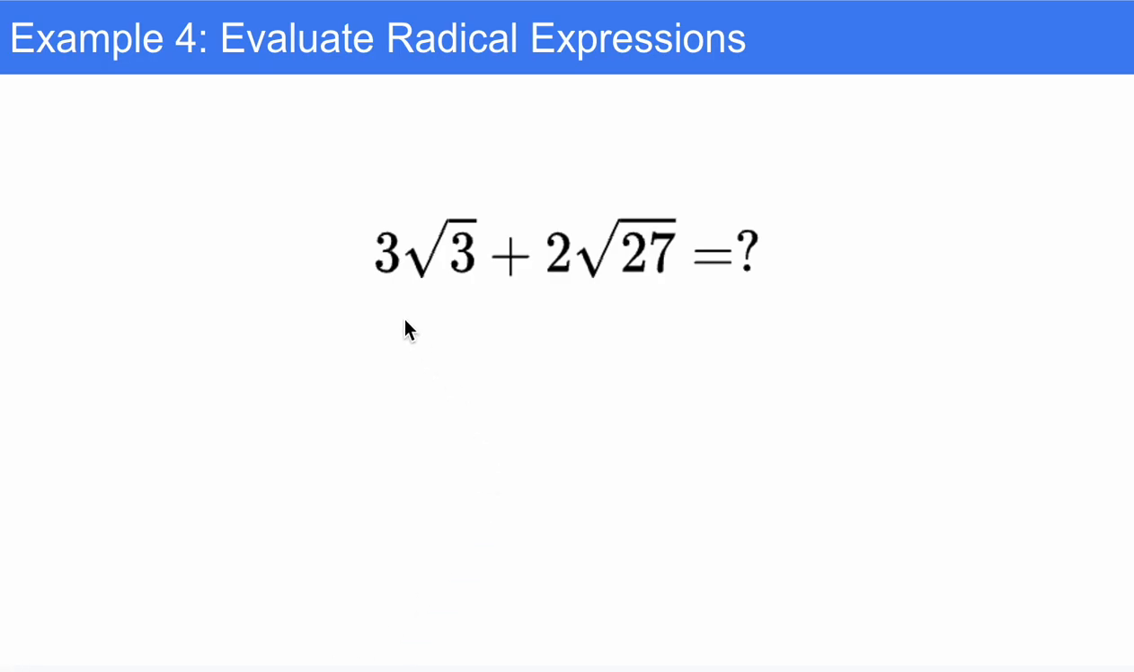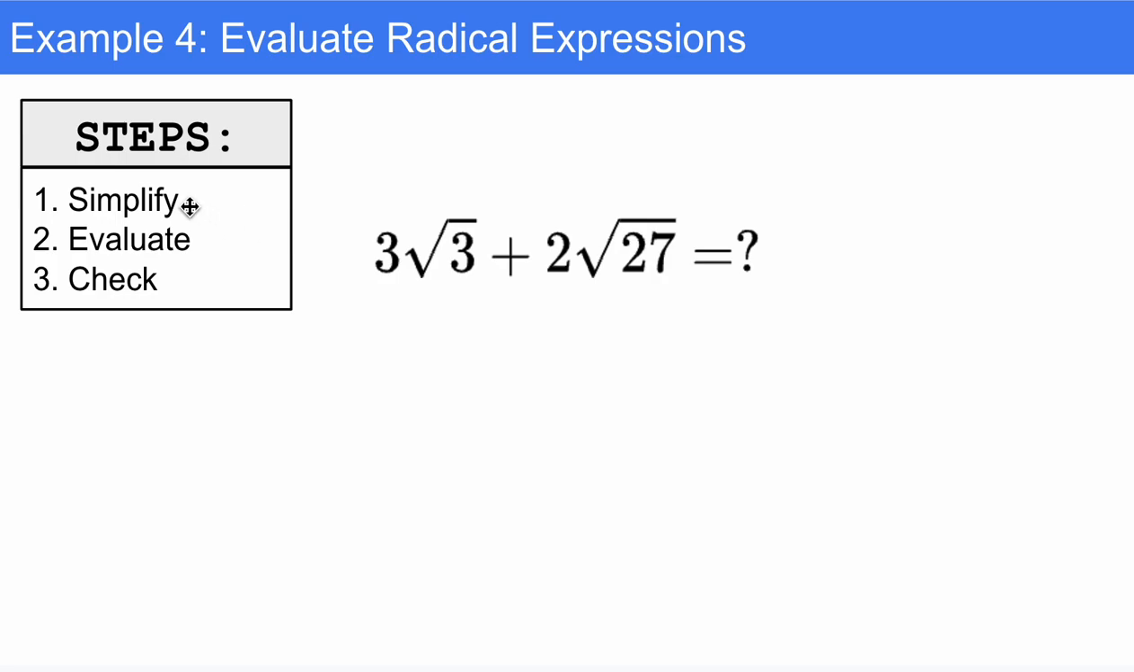All right, we are going to evaluate 3 times the square root of 3 plus 2 times the square root of 27. Now you may notice right off that these square roots are not the same, so we really can't evaluate them the way they are. So we're going to use some steps. We're going to simplify any of the terms that we can simplify. Then if we can, we'll evaluate and then we'll check our work. Let's go.